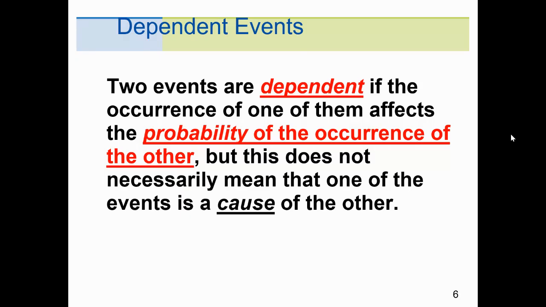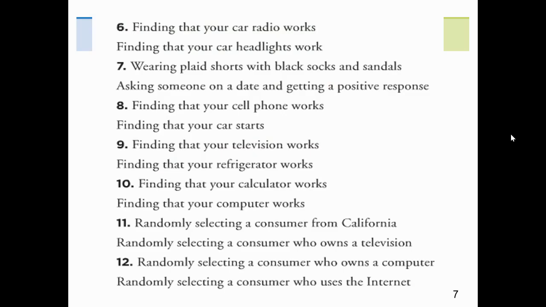Probability does change. Two events are dependent if the occurrence of one of them affects the probability of the occurrence of the other. It doesn't necessarily mean that one caused the other, but it does affect the probability. Dependent events.